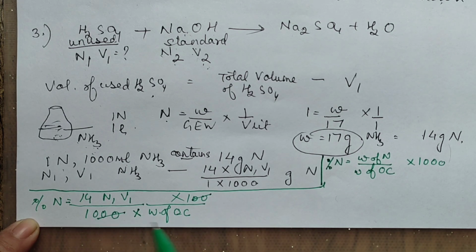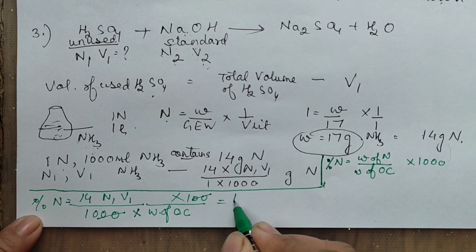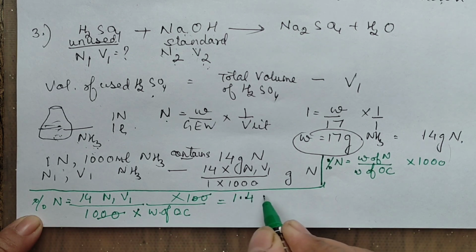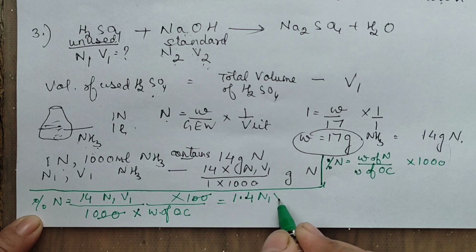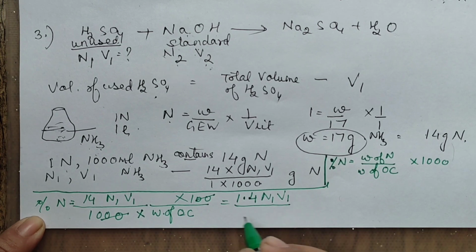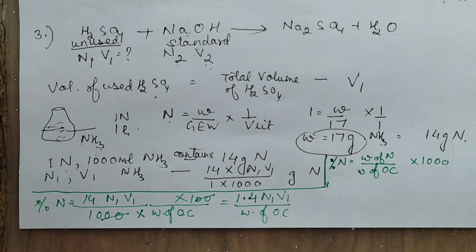So it is only 10 left over. So if you solve, it is 1.4 into N1 into V1 divided by weight of organic compound. Okay, this is clear. No more 100, because that 100 we have already cancelled out, this 1000 and 100. So only 10 was left over. So this is the final formula.